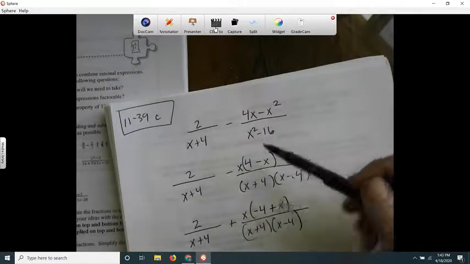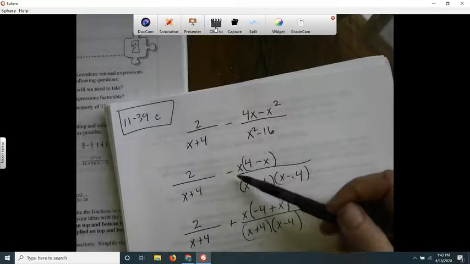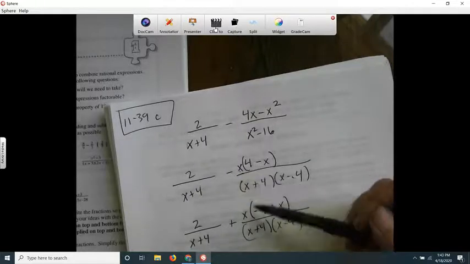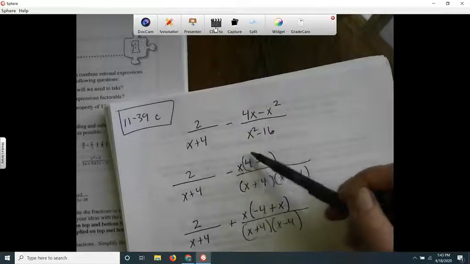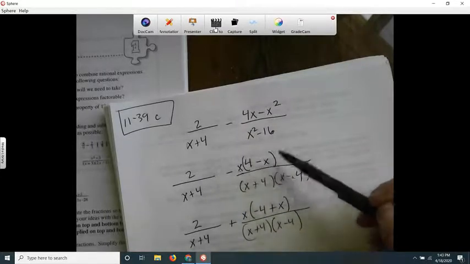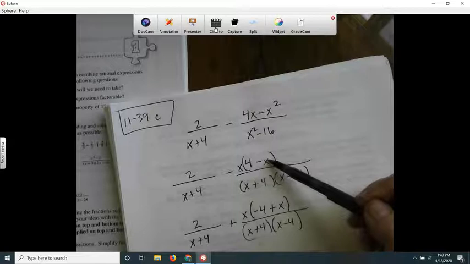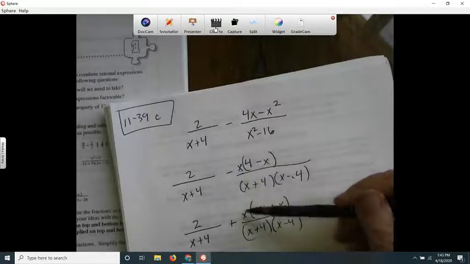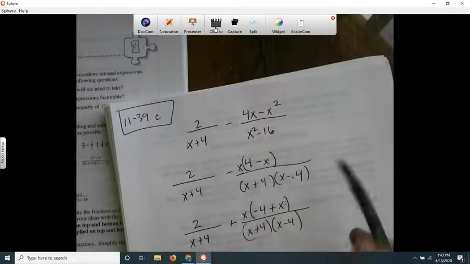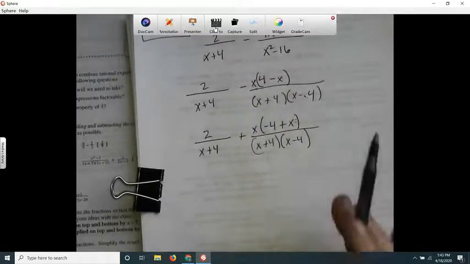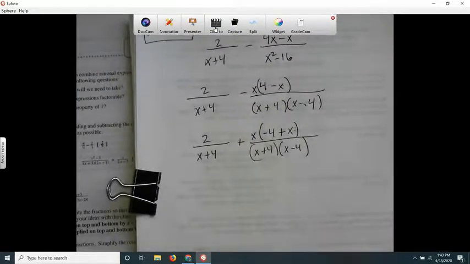So are these equivalent? Let's see. Negative x times 4. Well, that's the same as if I multiply these two together. It would be negative 4x, and so would this. And a negative x times negative x would give me positive x squared. And this times this also gives me positive x squared. So it's okay that I did that. I haven't broken any math laws or anything.